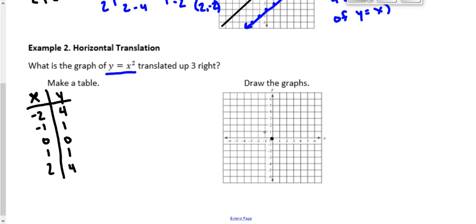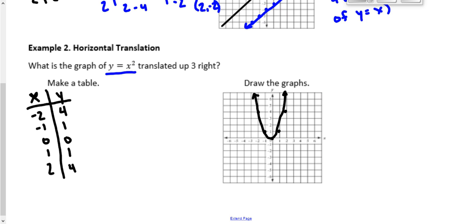So that means my original function here has a point at 0, 0. It has a point at -1, 1, and at -2, 4, as well as 1, 1 and 2, 4. This would be a U, a parabola, a parabolic function.